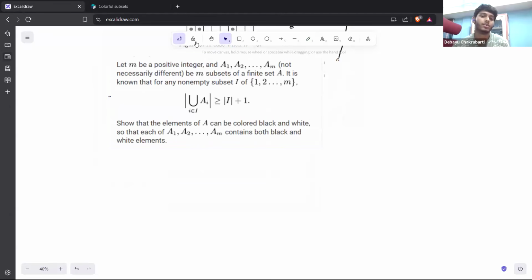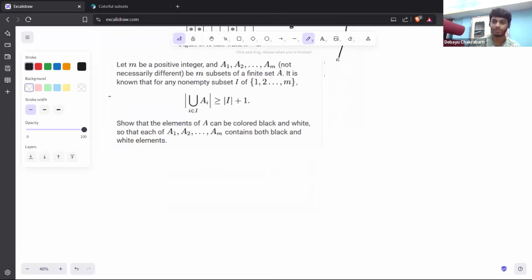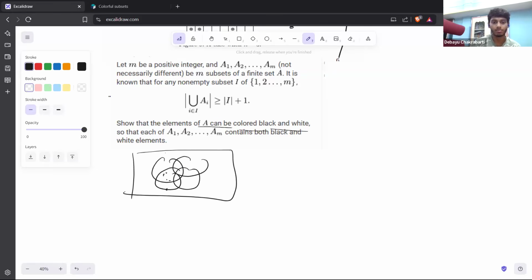So since this is a Hall's class, you're obviously screaming at the top of your lungs that you have a union of something greater than or equal to this. This is Hall's condition, even better. But you have something else to prove. You don't want a matching. Essentially you have a huge set and lots of subsets with numbers in them. Prove that you can color all the numbers in two colors, such that these subsets have at least one black number and one white.